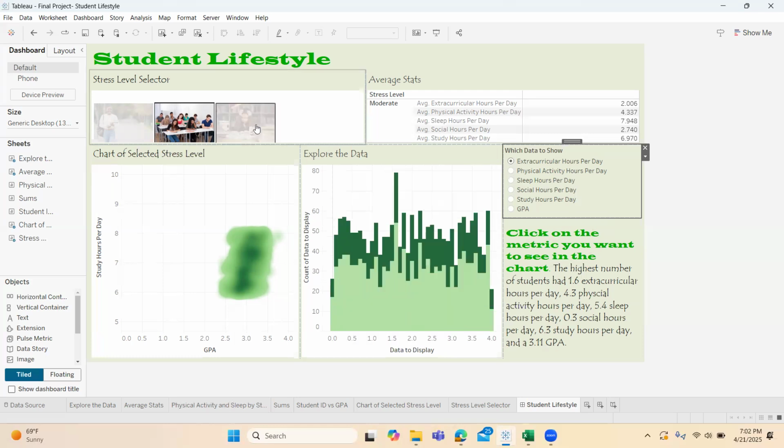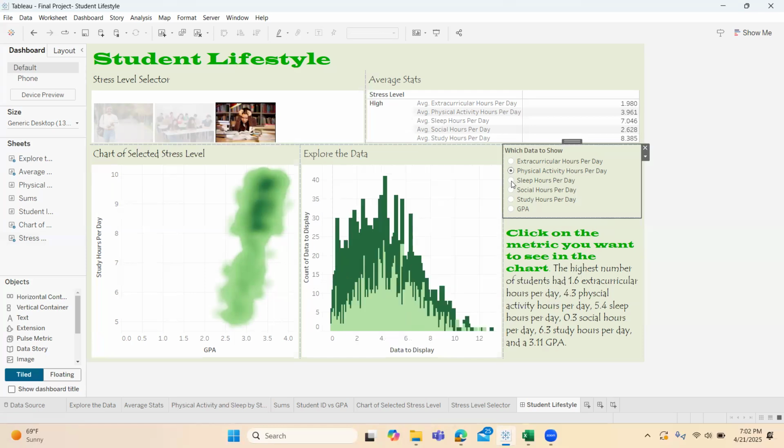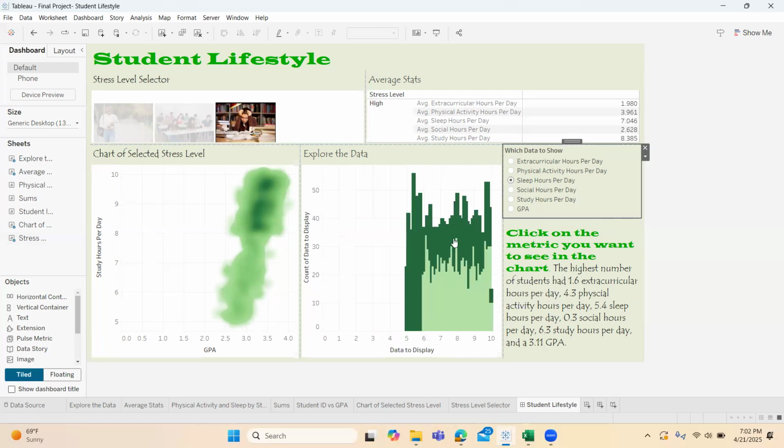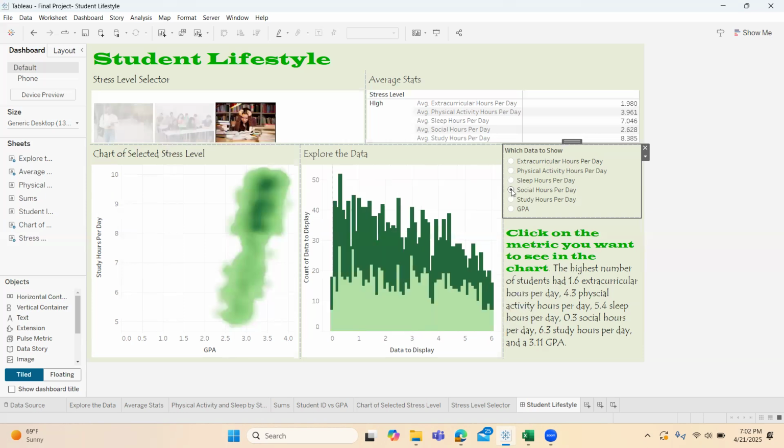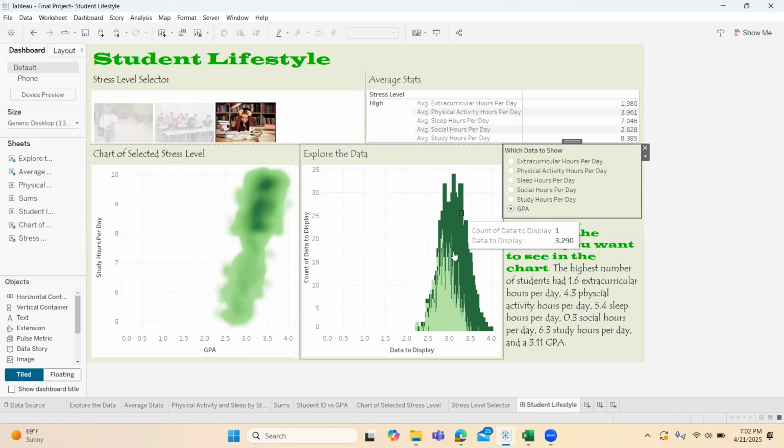So we get to the high stress. They do have a lot of extracurriculars here. The rest of it should be all over, except for sleep hours. That's the bulk of the low sleep hours. Social hours all over the place, although it does seem kind of high for that as well. And study hours, a big chunk of this as well. High study hours, and it should reflect a higher GPA.